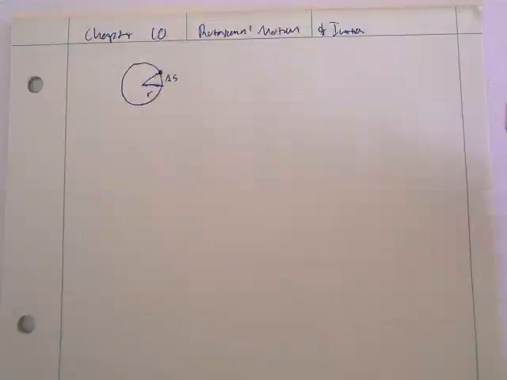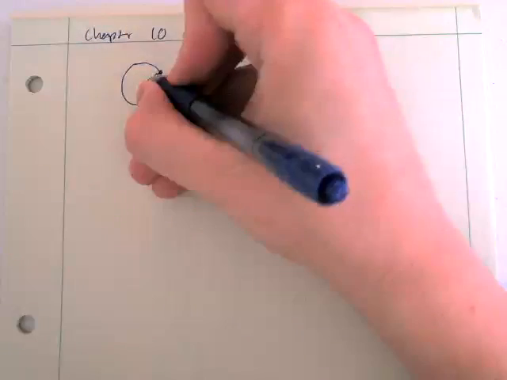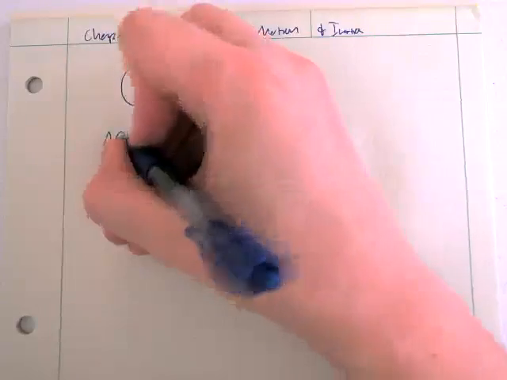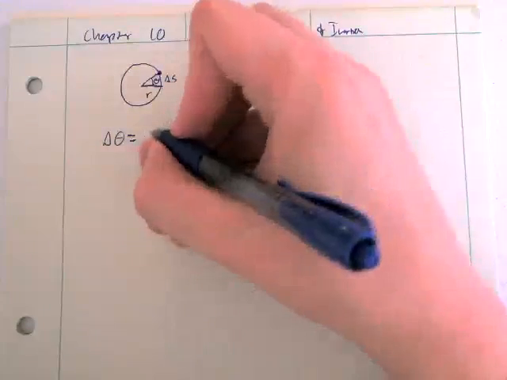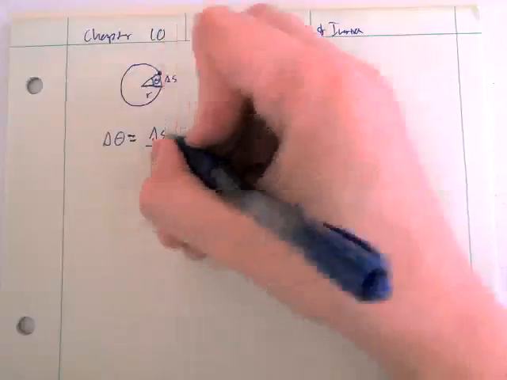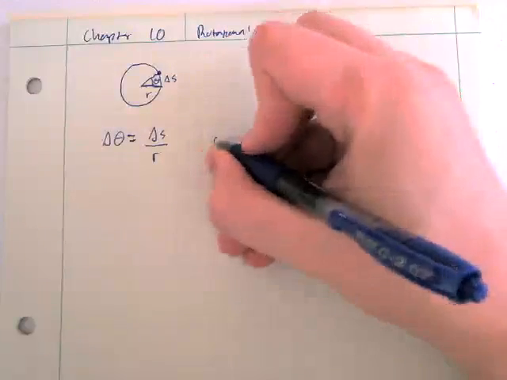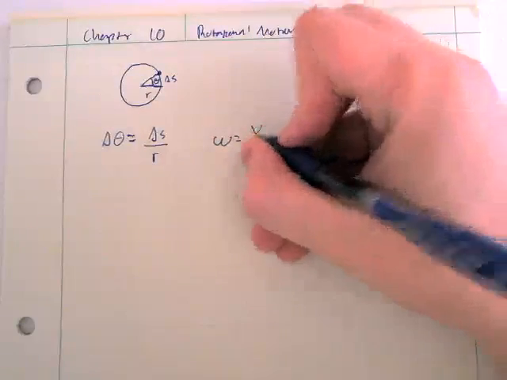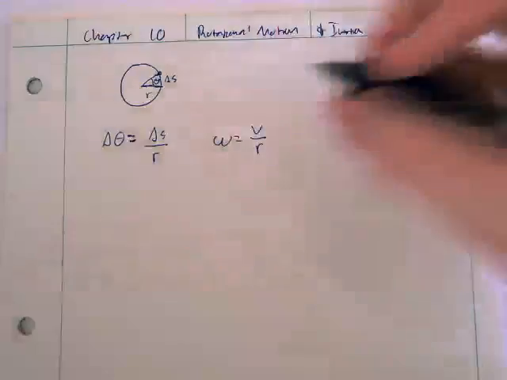If you remember, we have this angle theta here as well. So we have our angular kinematic quantities, very analogous to our linear kinematic quantities. We have our delta theta, our angular position, how far around this circle we've gone. This can be written as delta S over r, the linear length divided by the radius. We also have our omega, which we can write as v over r. This is our angular velocity.